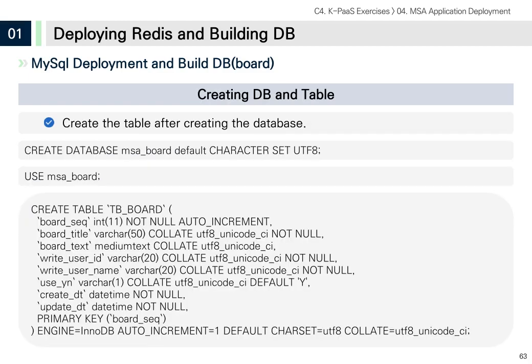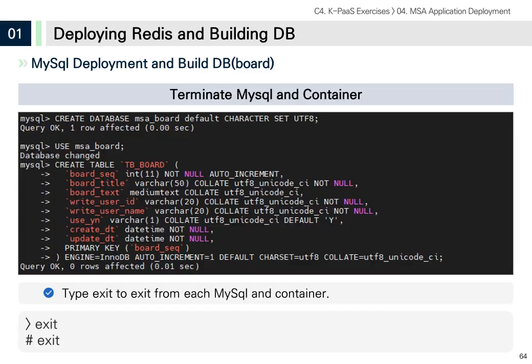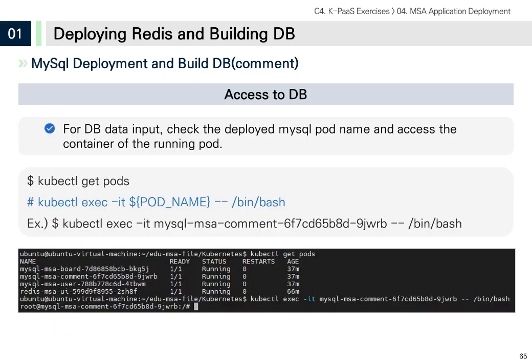From now on, we will enter boards, comments, and user-related DB data. Log into MySQL and create a board database. Next, create a table related to the board API. If you have completed creating the board DB and table, as shown in the textbook, enter exit to exit MySQL and the pod. Next, let's access the comment DB.